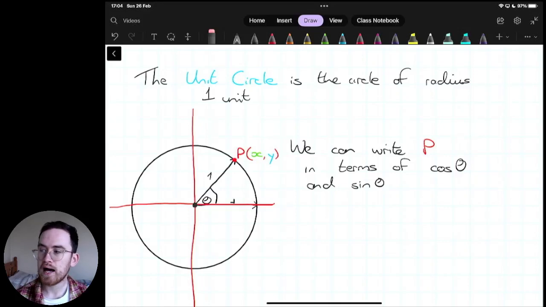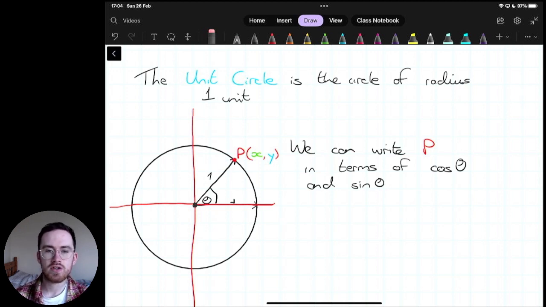Okay, so we're going to look at the unit circle in this video, and then we'll do trig equations maybe in the next video or in a later video. So the unit circle is the circle that has a radius of 1 unit, as it says, I suppose.